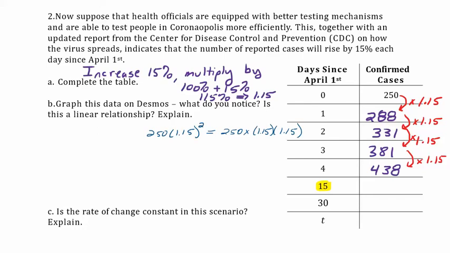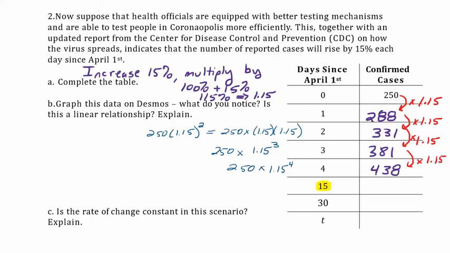How did we get this 381 right here? Well, we took 250 times 1.15 times 1.15 times 1.15. So we really took 250 times 1.15 to the third power. And to get the next one, we're going to take 250 times 1.15 to the fourth power.